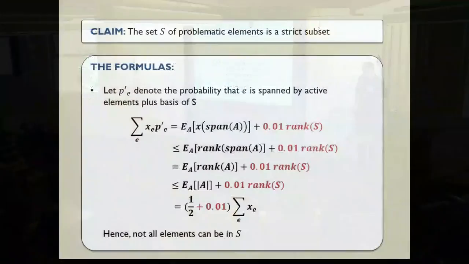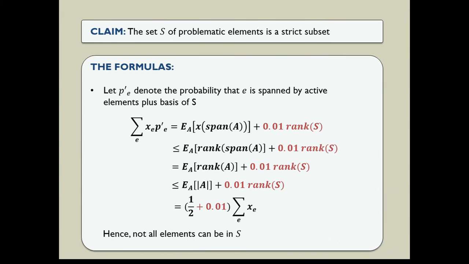Also, if you really followed what I was doing, so far I never used anything about the independence of the distribution. There are only expectations. Where do I use the independence of my distribution? Here, I have to say that the probability that you're spanned is the same as if you condition on being active. If I condition on you being active, your probability to be spanned should not go up a lot. That's the only place where we use any information about the distribution.